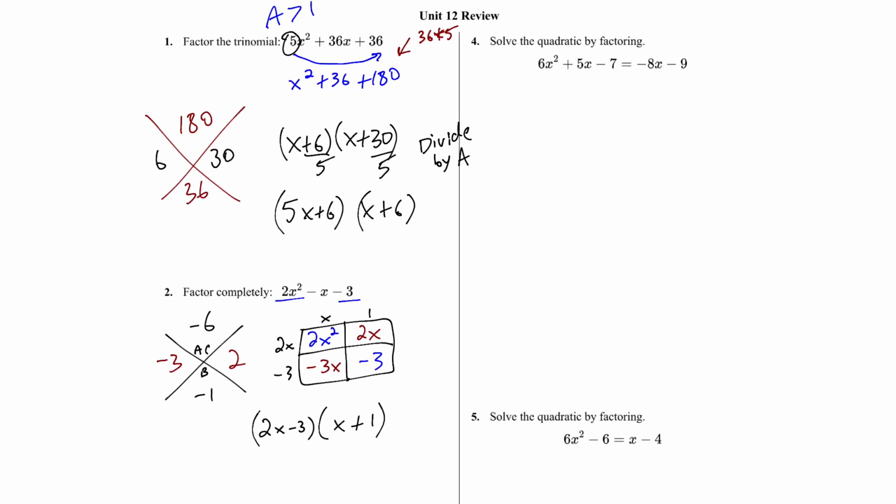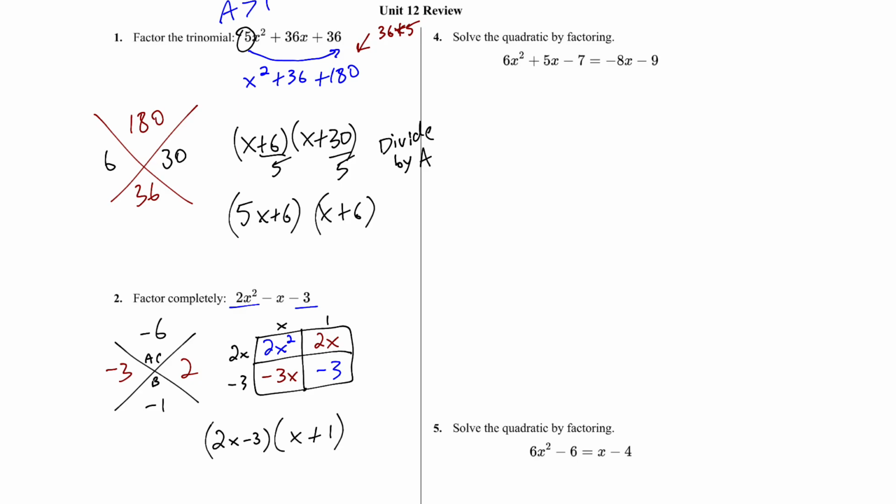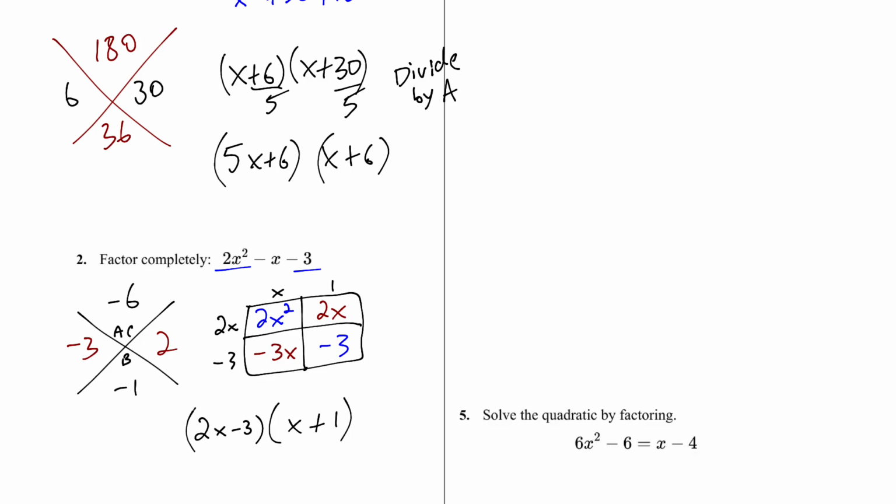So two different methods. They work very similar. Notice they have the same x. It's just how you find the actual factors varies. Either you're dividing by your a term, or you're using this box method in reverse.